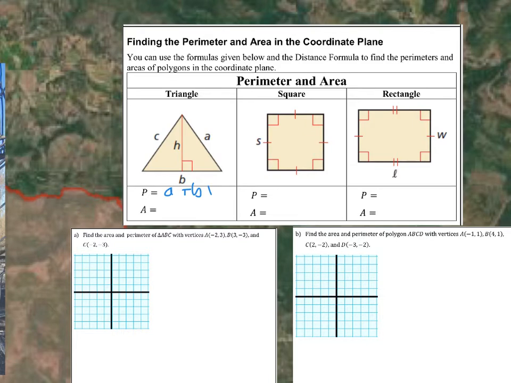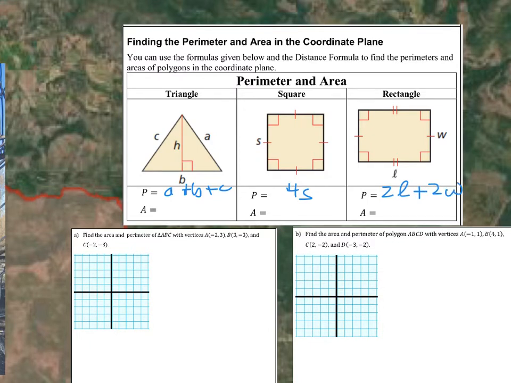Nothing too fancy there. If we have a square, all the sides are the same, so we can do a little shortcut. We could say 4 times S, S for sides, if the side length is S. If we've got a rectangle, we have two sides that are the length and two sides that are W. So we can find the perimeter by taking 2 lengths plus 2 widths, and we've got our perimeter.